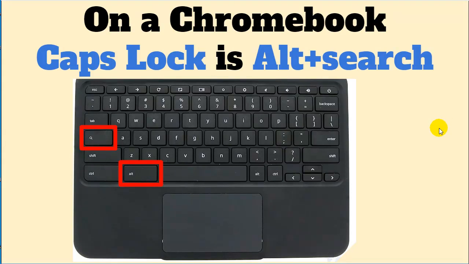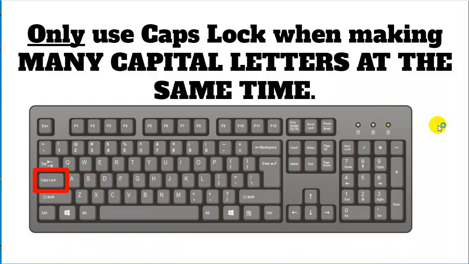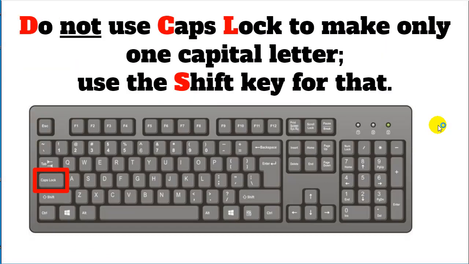On a Chromebook, caps lock is Alt plus search. You hold down the Alt, you tap the search key. Only use the caps lock key if you're going to type many capital letters at the same time. So don't use the caps lock key just to type one capital letter at a time. I've seen many students do this. Don't do this. Use the shift key to make just one capital letter. But if you need to make many capital letters in a row, well, then it's time for the caps lock.